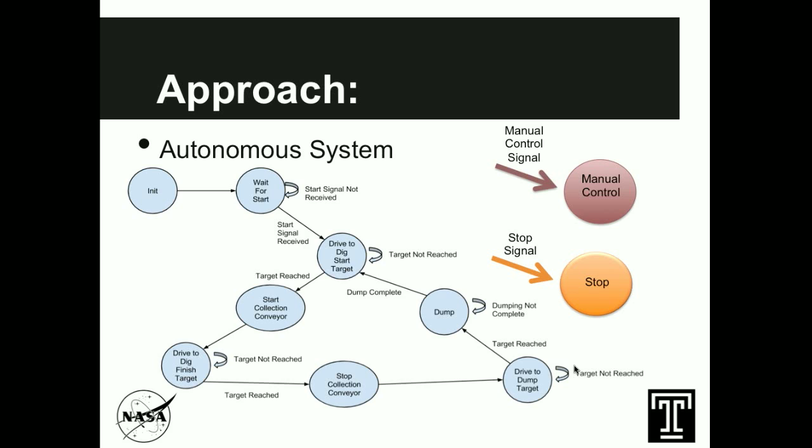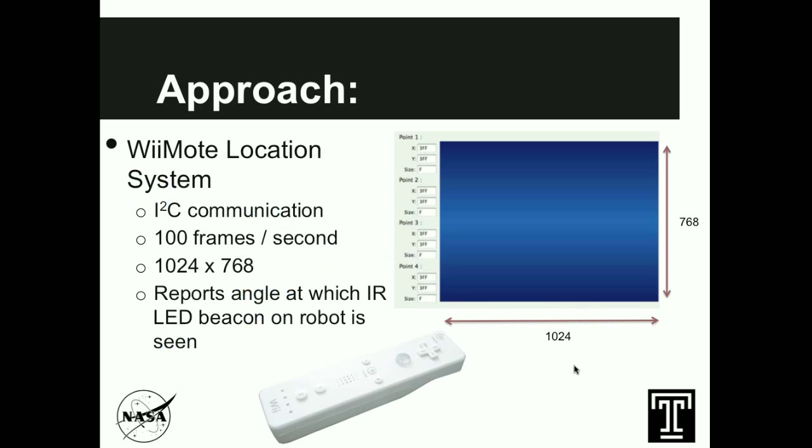You notice that there's no obstacle avoidance in this highest level of our autonomous state diagram, because all of that is handled by our obstacle detection system and our navigation system. If at any point in this state diagram either a manual control signal or a stop signal is encountered, the FSM will immediately go to either the manual control or the stop state.